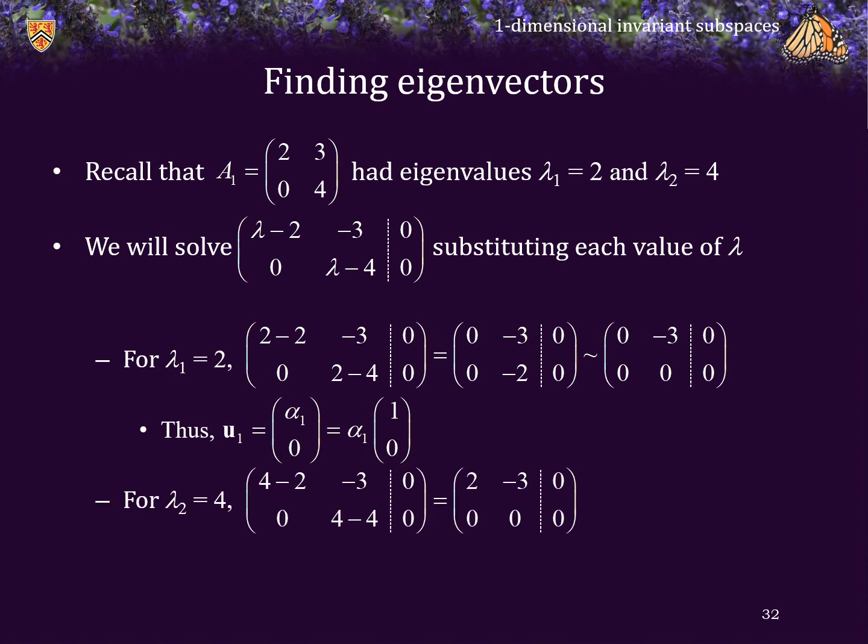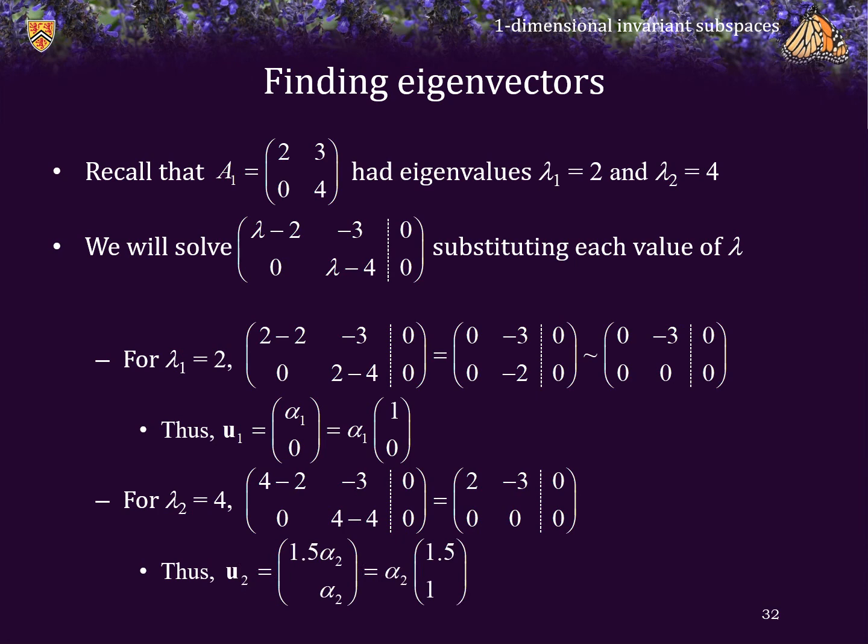Next, if we substitute into that homogeneous system of linear equations the value lambda 2 is equal to 4, we get the following system, which is already in row echelon form after that subtraction is made in the second row. So there's nothing to do. Alpha 2 is a free variable, and we can determine that alpha 1 is equal to 1.5 times alpha 2.